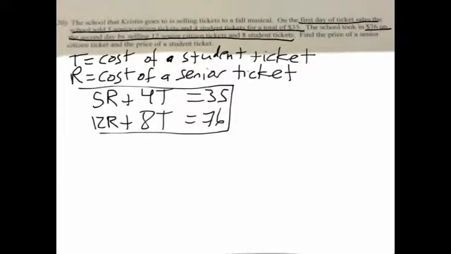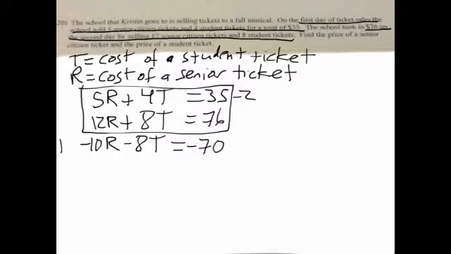Make it so it doesn't cross out my words. And I notice that the t's are close to being matching. If I just take the 4 and times by 2, I'll get the t's to match, and then they'll add out. I'm going to multiply the entire first equation by -2, and that's going to give me negative 10r minus 8t, and then 35 times -2 gives me negative 70.